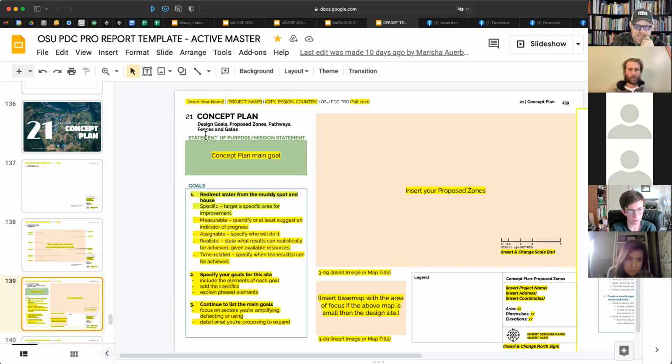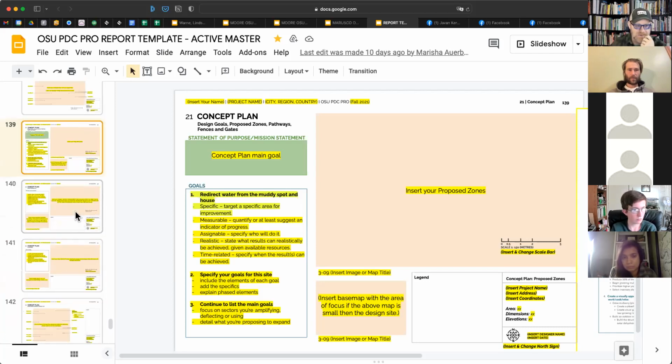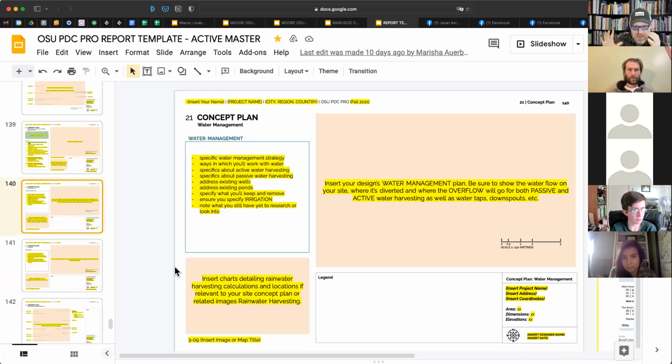Now, you'll see in this one, we've included a number of different elements into this plan. If you want to create separate slides for this, please do. You don't have to make this the same. So you could have the design goals, the proposed zones, the pathways, the fences, and the gates all together. It's just a way of including a lot of elements in one slide. If you want to separate them out, you can. If it feels too cluttered, separate them out. If it feels like there's more specificity, separate them out. You've been doing this long enough with this template, you should know this by now, that if it's too cluttered, you really want to make sure it's clear.